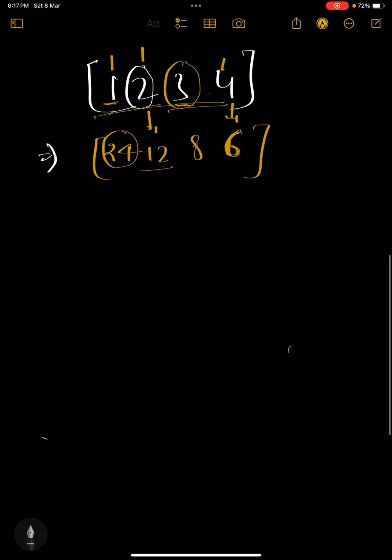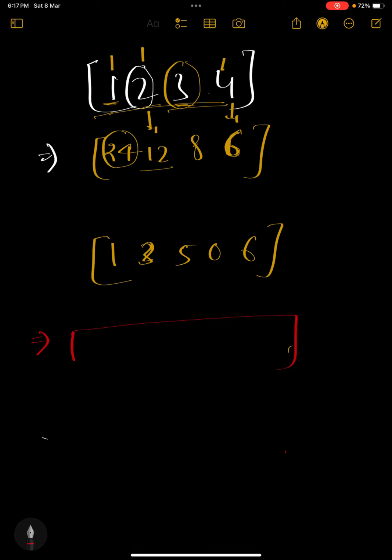So I will take another test case: 1 3 5 0 6. Let's see how the answer array will look. The array will have 5 positions. For 1, what is the product of all other elements? 3 into 5 is 15, 15 into 0 is 0, 0 into 6 is 0. So for the 0th index the answer will be 0. For 3, what is the product of all elements except 3?